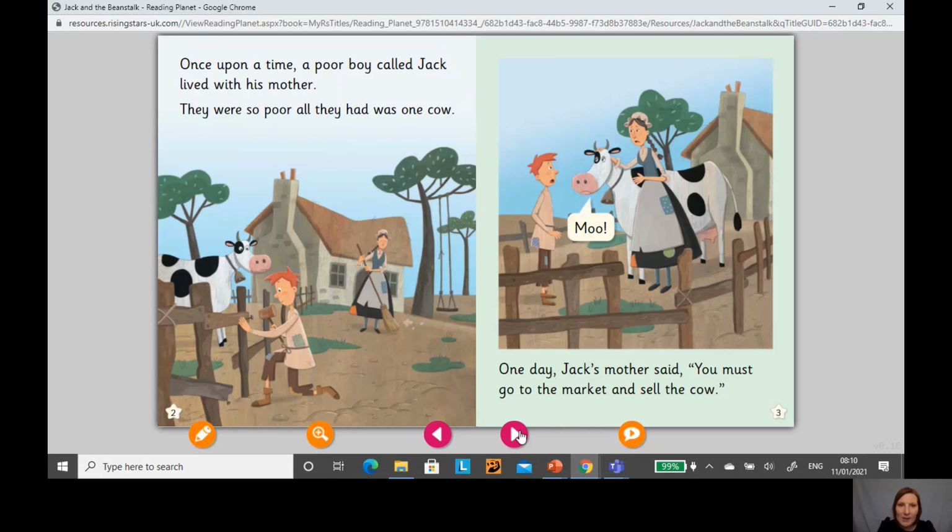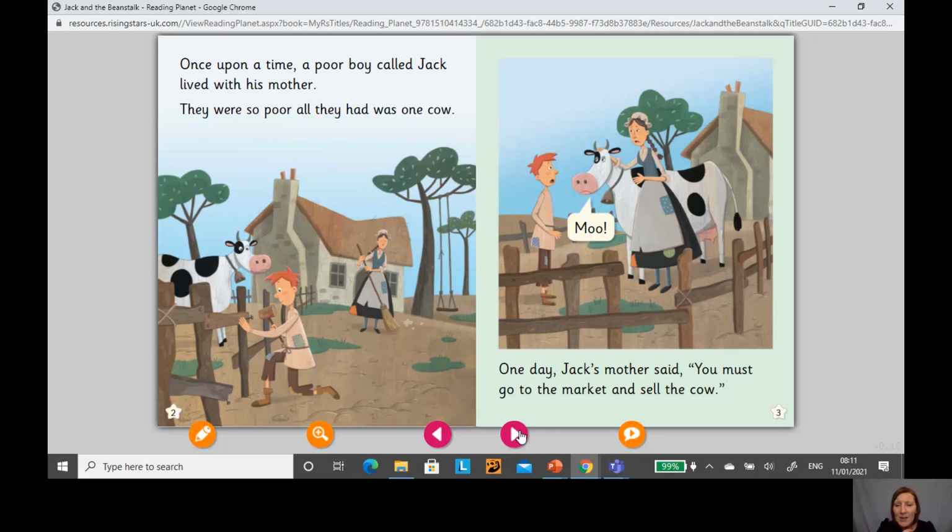Now, if I have a look at this picture of Jack, they don't have a lot in their garden, do they? And their clothes are quite tatty. Jack is trying to fix the fence there as well. I wonder why, though, they want to sell the cow. I wonder if that's all they've got left at home and they don't have anything else.